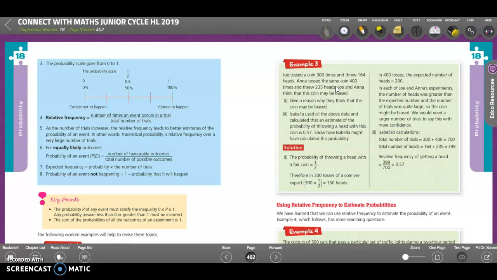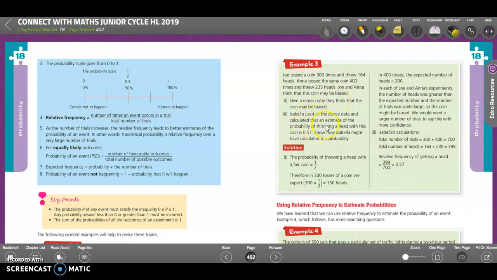These are relative frequency calculations, the 164/300, the 235/400, because it's something they actually did. They actually did toss the coin over and over again. The 1 in 2, I'm saying that's a probability. That's what we think it should be. So that's why they think it may be biased.